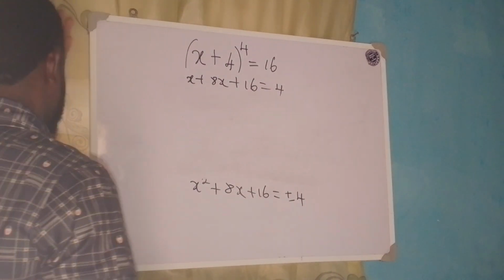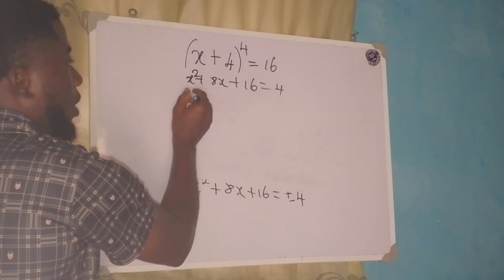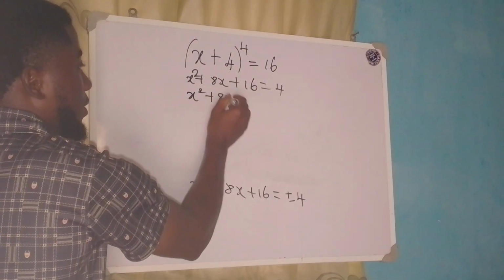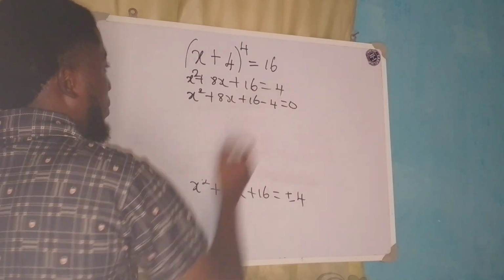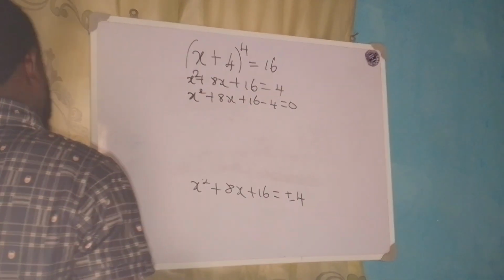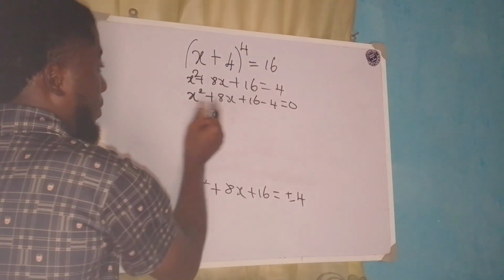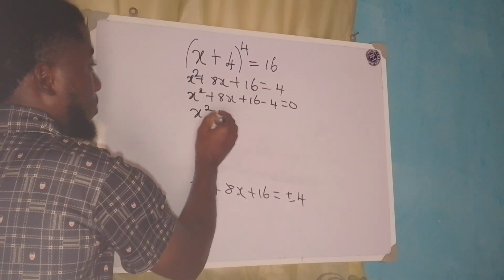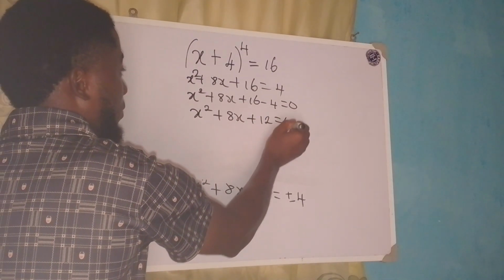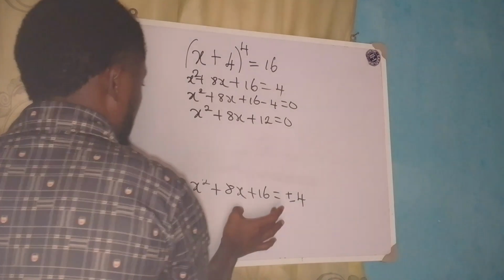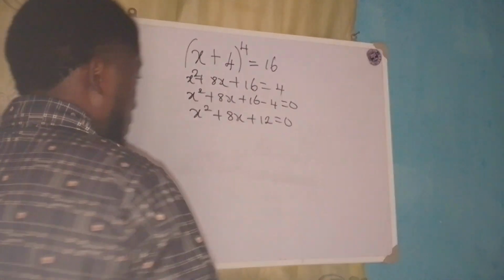So from here, this is x squared. From here, what do we do? Our x squared + 8x + 16 - 4 is now equal to 0. And this is a quadratic equation. We can still reduce this. So we have x squared + 8x + 12 = 0. So let me remove this now. Okay, so now let's continue.